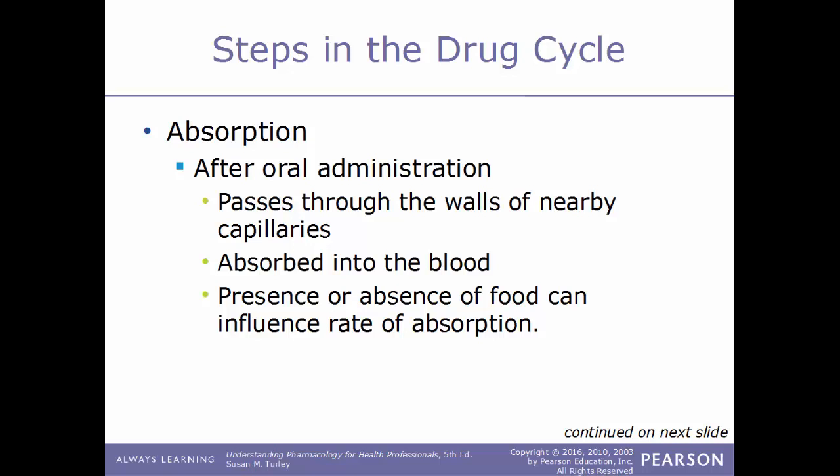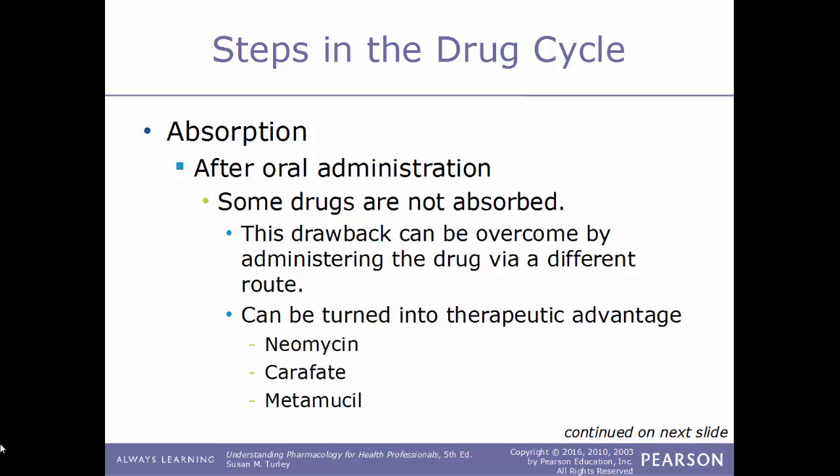Now, the presence or the absence of food can influence the rate of absorption of certain drugs. Some drugs are not absorbed, and this drawback can be overcome by administering the drug with a different route. So even though this is a drawback, for some drugs this could be turned into a therapeutic advantage. Some examples of that would include neomycin, Metamucil, Carafate. You wouldn't want these to be absorbed because it would lessen their strength and their effectiveness. All 3 of these will be much more effective if they are present in higher concentrations.